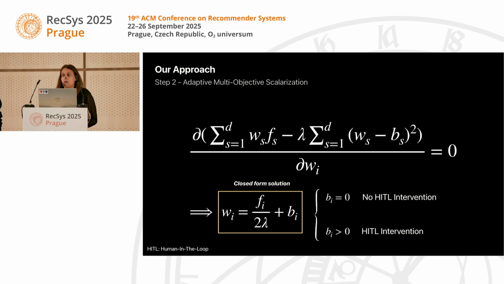Now, coming up, let's talk more about the bias term. If the bias term is 0, we don't have any human-in-the-loop intervention. However, if we have the bias set to a value greater than 0, we see how this formula is updated.